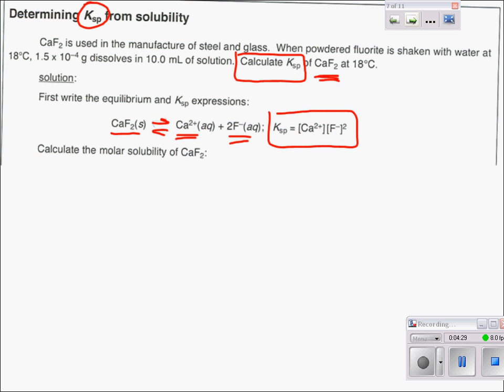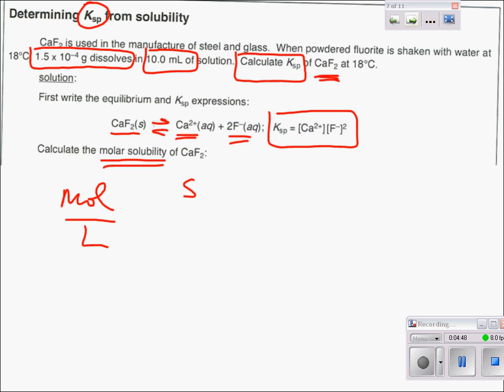The next thing they ask you to do is calculate molar solubility. We're going to call that S. So what they will do in the problem is give you a way of finding molarity. Remember, in the other chapters we've learned molarity is moles over liters. If you look right there, they tell us we have that many grams in 10 milliliters of water. So all we're going to do is convert whatever they give us in our problem into S. That will be our molar solubility.